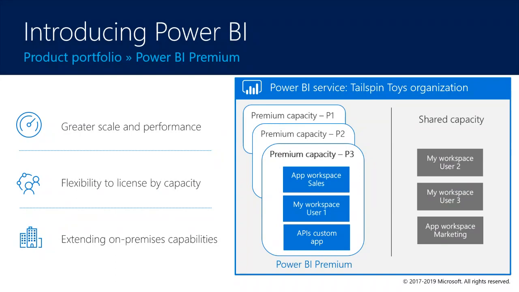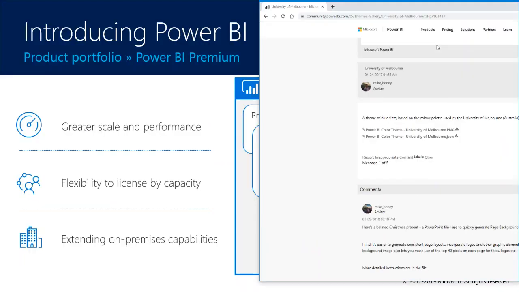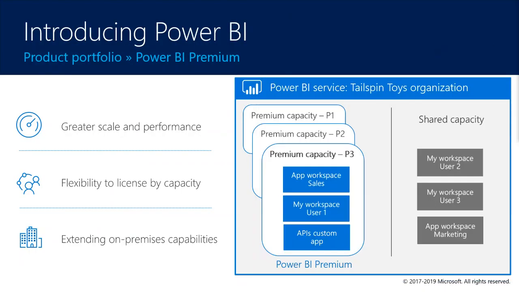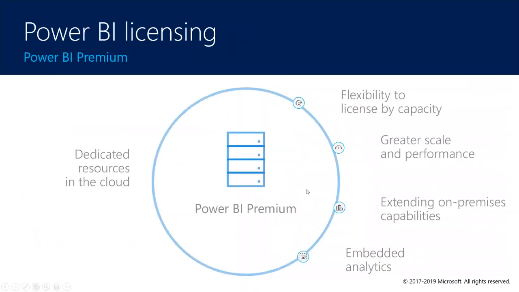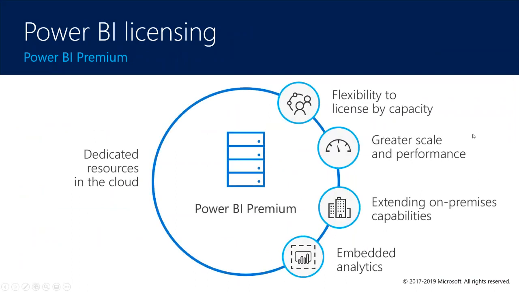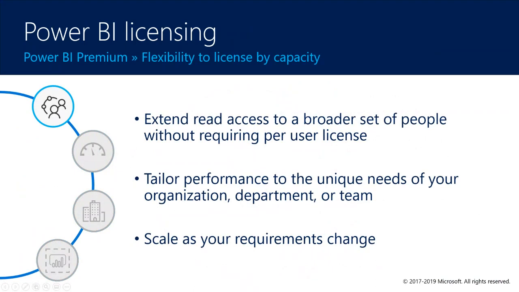So Power BI Premium is specifically used for large scale, greater scale and performance deployments. It has this flexibility to be licensed by capacity. It has extended on-premise capabilities. As you can see, you can switch and have dedicated resources in the cloud and greater scale and performance, accessibility to embedded analytics. It comes with a cost, and that's always handled by Microsoft. You can get an offer. It usually starts at around 4.9K. But it comes with a lot of features, and I'm going to quickly demonstrate one of them today.